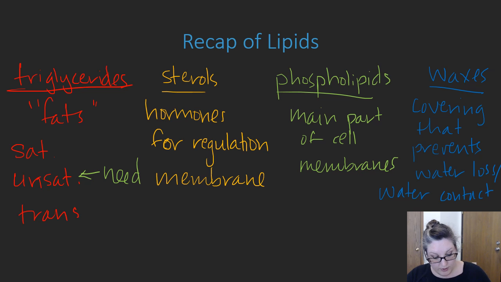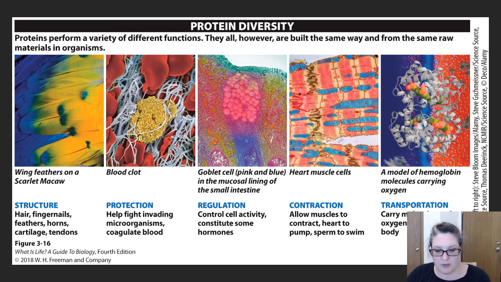Let's move on to our 3rd type of macromolecule. Our 3rd type of macromolecule is protein. Now, protein has a huge amount of diversity, and they do all kinds of things within the cell and the body in general. And they are the major building blocks, and they do most of the work of living things.